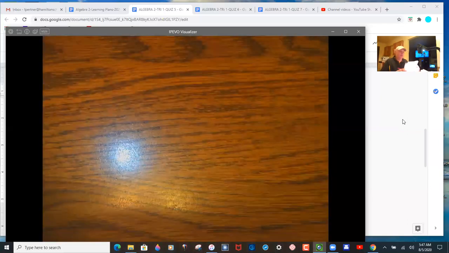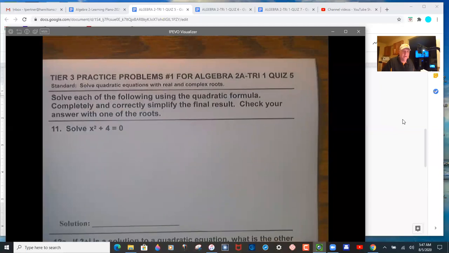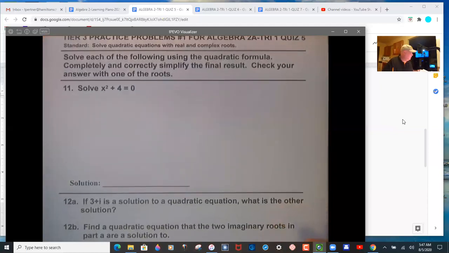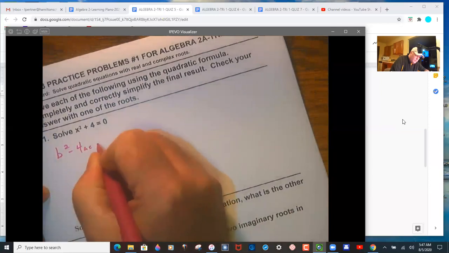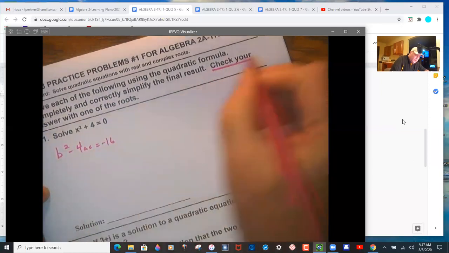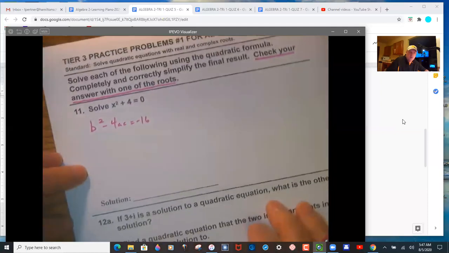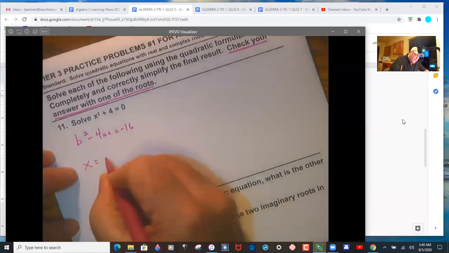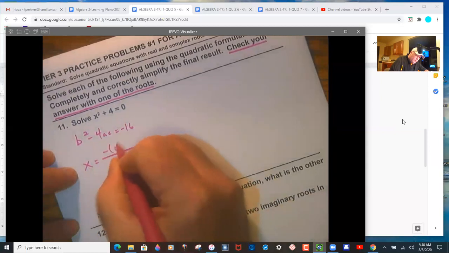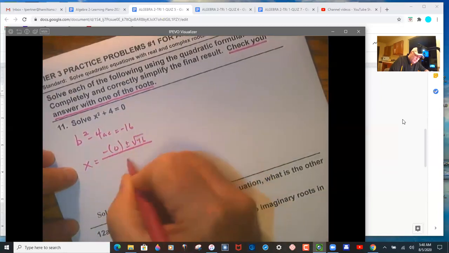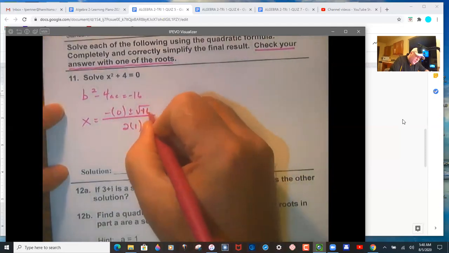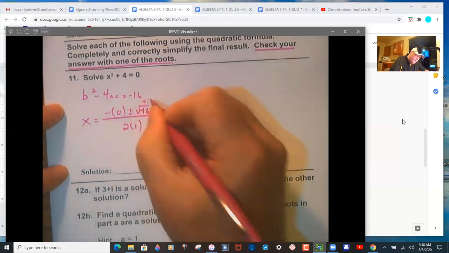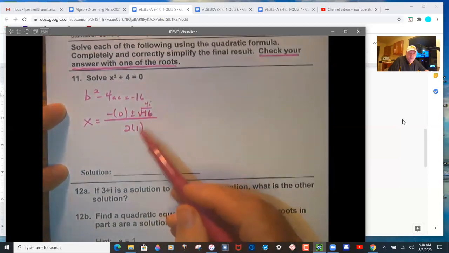So final page here for the spiral, just dealing with complex roots. Okay, solve each of the following. So this is negative 16. And then check your answer. Don't forget to do this part. So we have, so b is 0. So negative 16 is 4i. This will be 4i. So plus and minus 4i over 2.